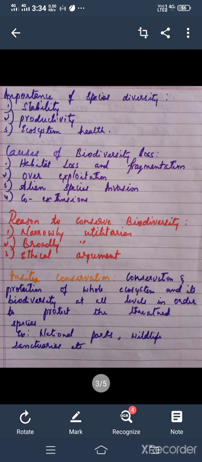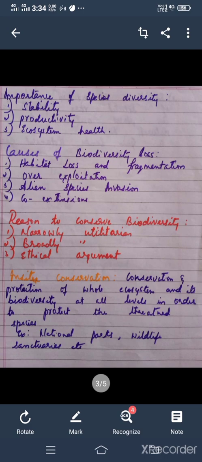The last one, co-extinctions. Many times in an ecosystem, many organisms are living together in an obligatory manner, where one helps the other organism. But what happens here is, if the main organism dies, the other organism which is completely dependent on this main organism will also die, and that is called co-extinction.